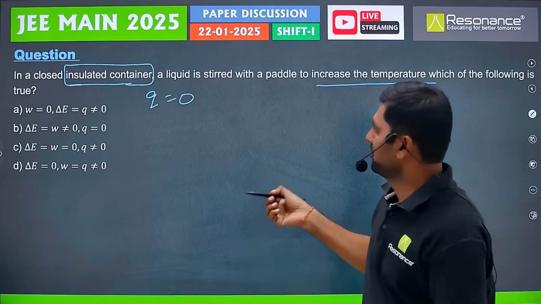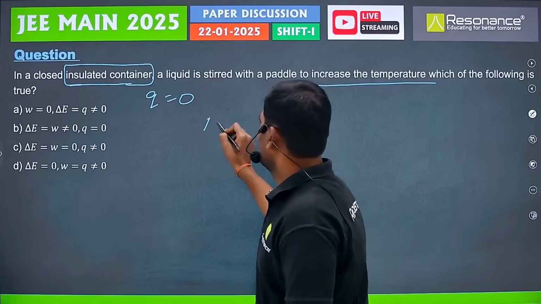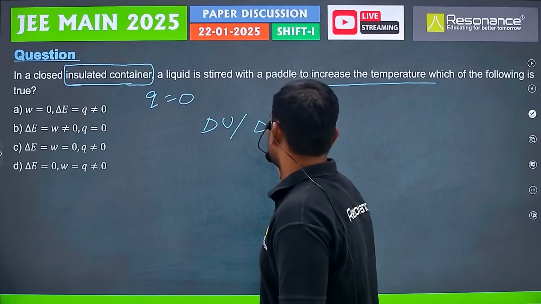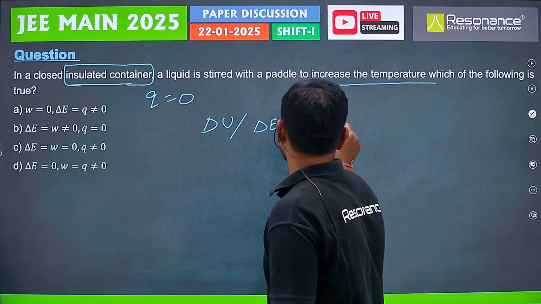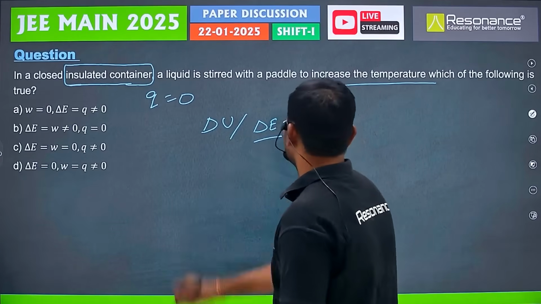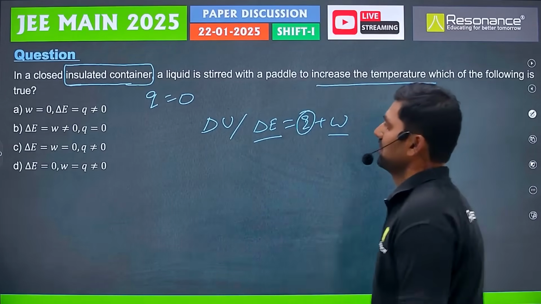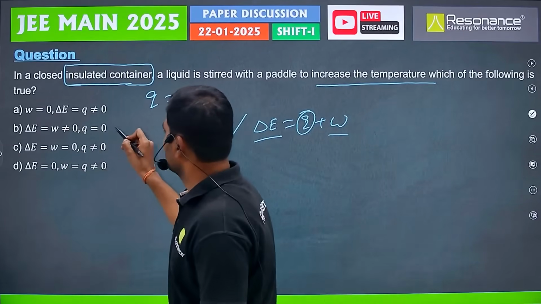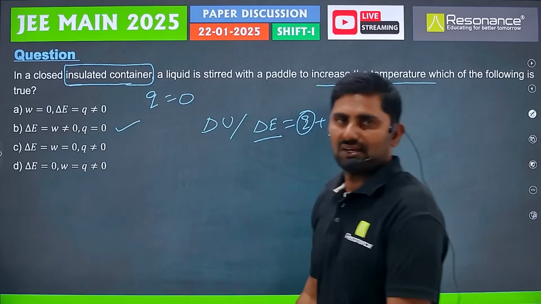Then according to the first law of thermodynamics, you know that delta U, or internal energy, delta E, equals Q plus W. Q is 0, then delta E is there and W also is there. They may not be equal to 0. So which option is matching? Q is 0, delta E and W are not equal to 0. I hope you got it.